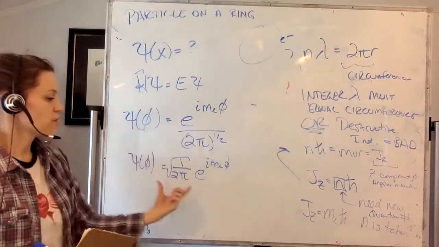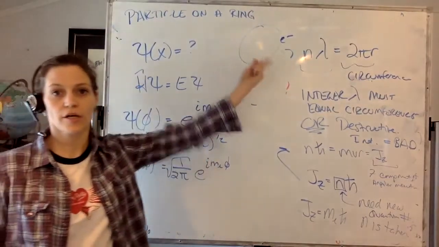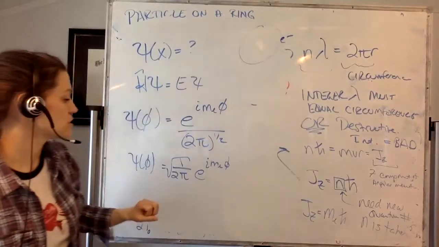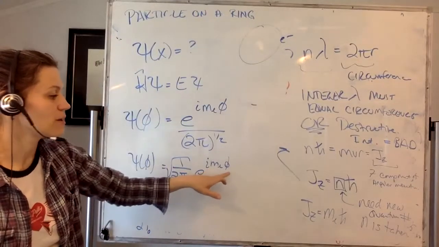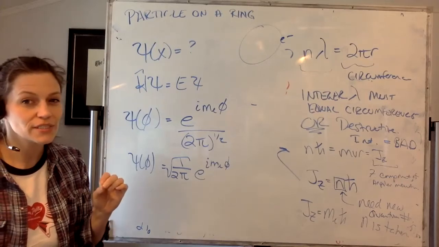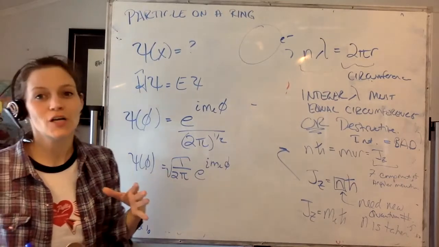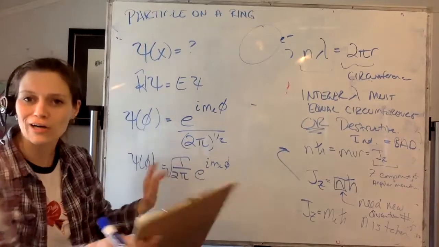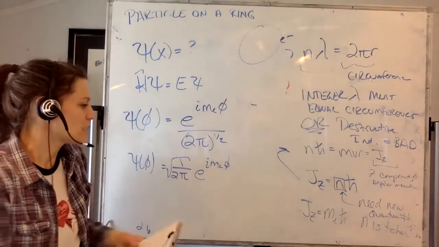Okay, so here's my normalization constant. This is normalized to the electron having 100% probability of existing on this ring, e to the i m sub l phi. Now, I know I said we weren't going to be doing many complex values in our wave functions. I'm so sorry, I kind of lied. We are. Go team. Hopefully it's not as scary.